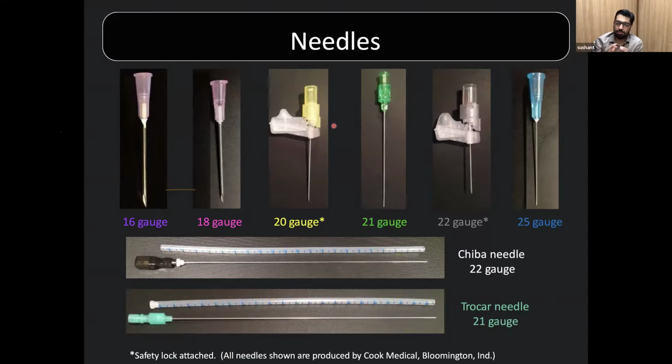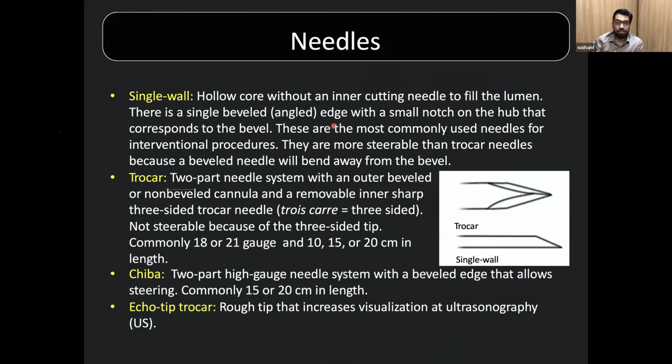So everything depends on which access we want to take and how big our target is, and we can use our needles and wires accordingly. Needles can be a single wall type, trocar type, or Chiba type. We have discussed it again. Single wall type is where we do not have a stylet within it.